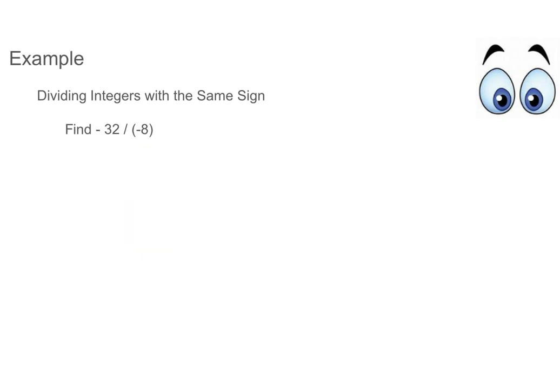This one should also be written down as an example. A negative divided by a negative is positive. 32 divided by 8 is 4, so the quotient is positive 4.